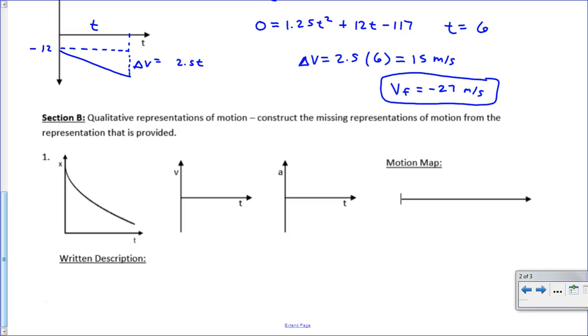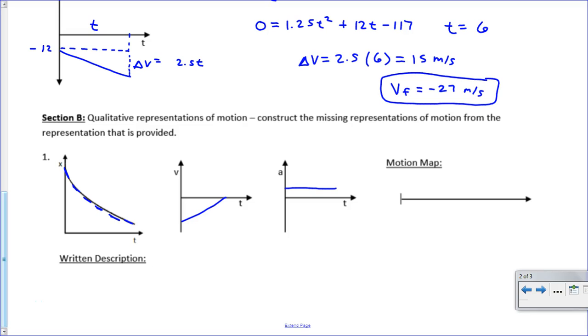Okay, so for the next section, what we're doing is making qualitative representations of motion based on the representations that were given. First of all, for problem number 1, we've got an object. It starts off with a negative slope, and then the slope is becoming less and less negative. It's flattening out. So if we've got a negative slope and it's flattening out, it looks like this. All right. The acceleration, if you look at the slope of the velocity versus time graph, the slope is a positive slope, so that means our acceleration is positive, so that looks like that.